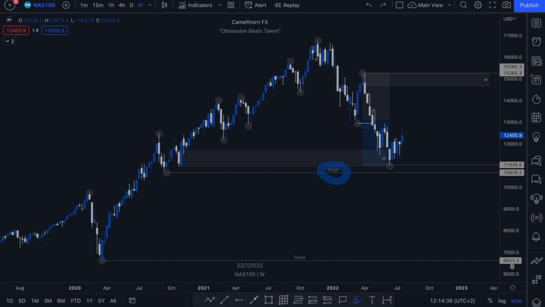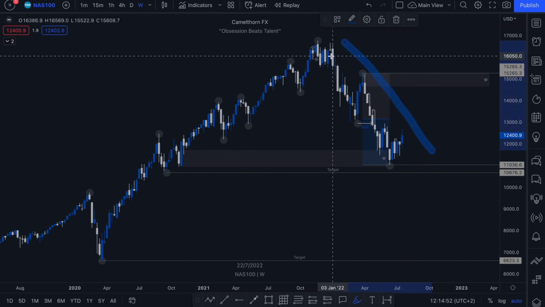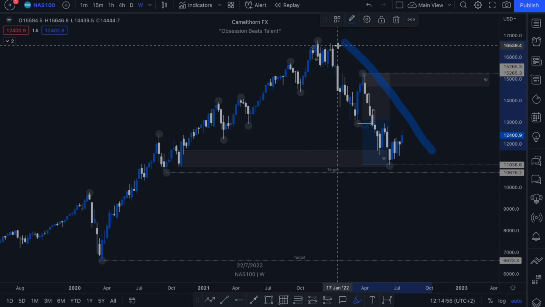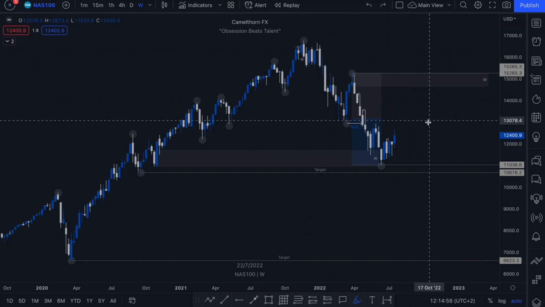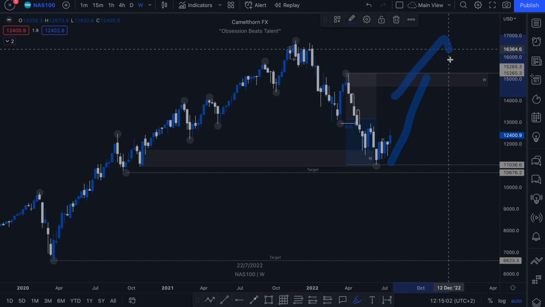6623.3. Okay, we might be seeing a little bit of a recovery on Nasdaq, especially because of this nice bullish reaction. This is the most bullishness we've seen in the pair for a long period of time, because you can see that we have been bearish ever since the end of 2021. We've just been absolutely falling in price, so there is potential for Nasdaq to continue bullish.